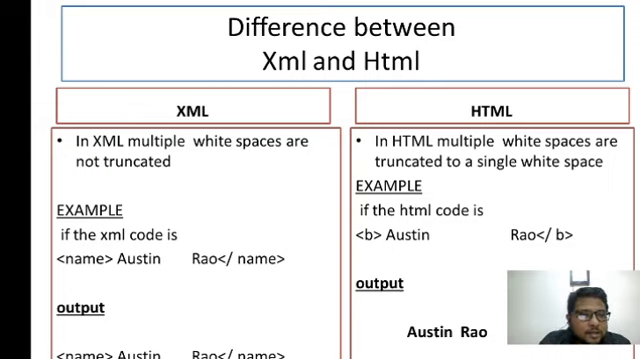So look at my example. In XML I have written Austin space Rao. The output is also the same. Austin space Rao is there. As many spaces as I gave in the code, the same number will be in the output also. So if I give 5 spaces, it will be 5 blank spaces here. So that is why it is told that the XML white spaces are not truncated.